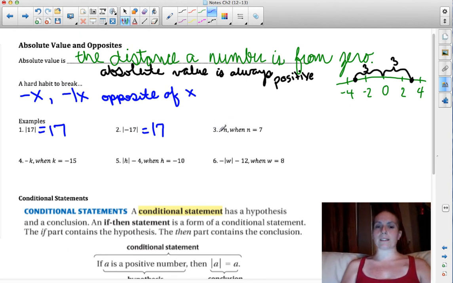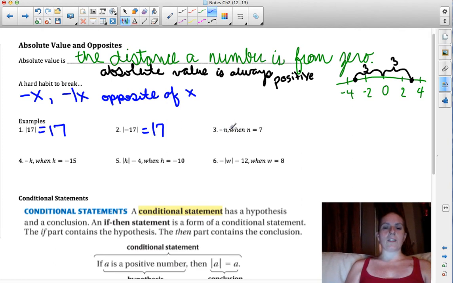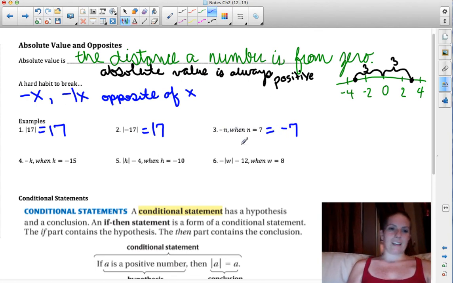Number 3, when we read this, what's the opposite of the n value when n is equal to 7? The opposite of positive 7 is negative 7. Or negative 1 times 7 is negative 7. This is where the tricky one comes in. Number 4, the opposite of the k value when k is negative 15. The opposite of negative 15 is positive 15. Be very careful. This is a common mistake.